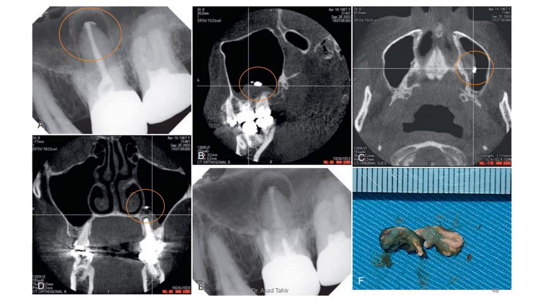E. Postoperative radiograph of orthograde root canal retreatment on the maxillary left first molar showing the mesiobuccal, distobuccal, and palatal root canals were adequately filled without overextension of the filling materials. F. Aspergillosis found on the filling materials retrieved from the maxillary sinus.